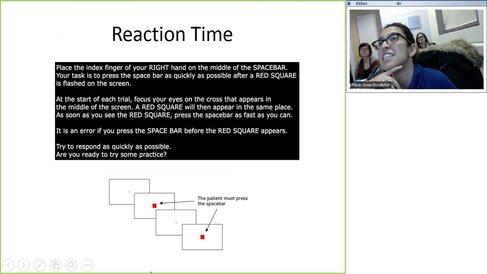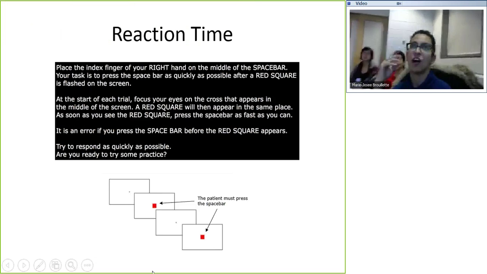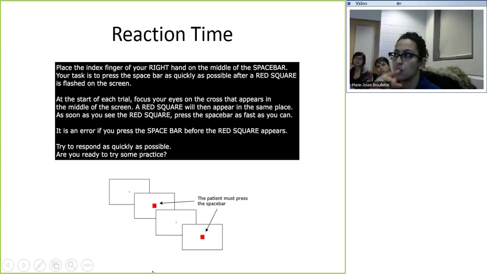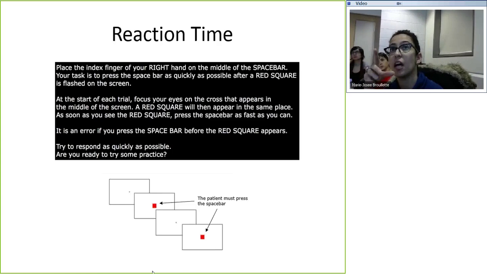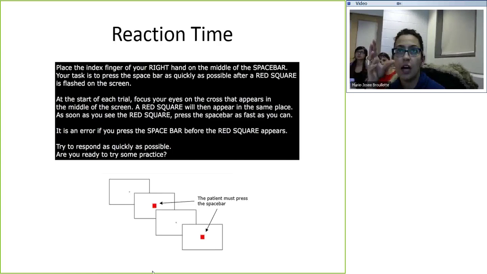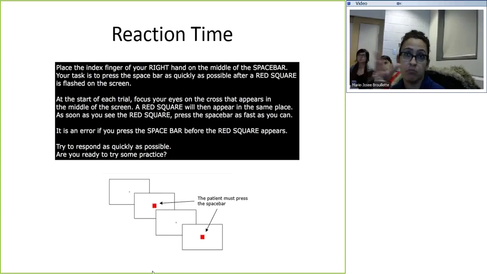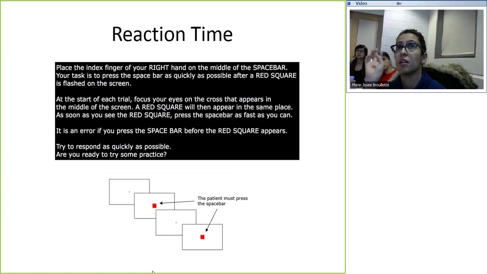So the BCAM we do 4 times, once every 9 months, and there are different tasks. The first task is a reaction time task. The participant has to look at the screen, focus the eyes on a cross in the middle of the screen. Then, as soon as they see a red square, they have to hit the space bar as fast as possible. So that's basic reaction time, the first one.